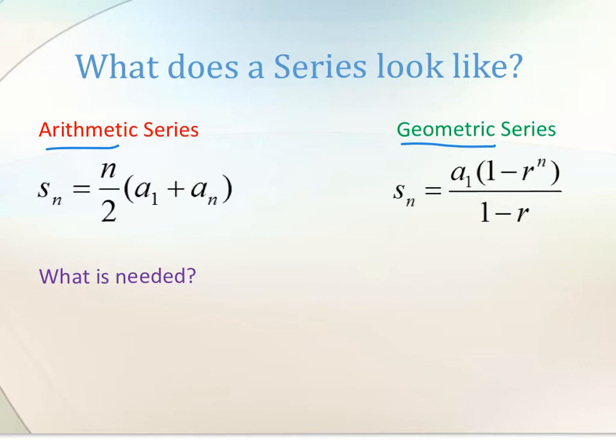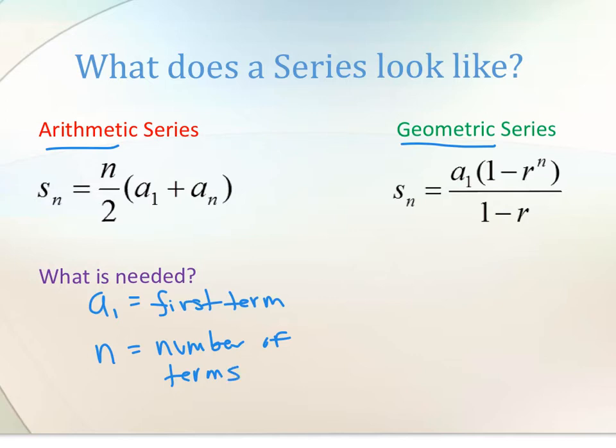So when we look at what is needed for our arithmetic series, we have a sub 1, we have n, and that's really all that's needed for an arithmetic series. If we remember, a sub 1 is our first term. And n would be the number of terms that we want. So if I want you to tell me the first 50 terms and what they would add up to, all you would have to do is plug that information in.